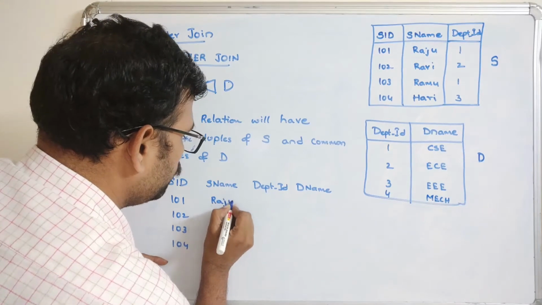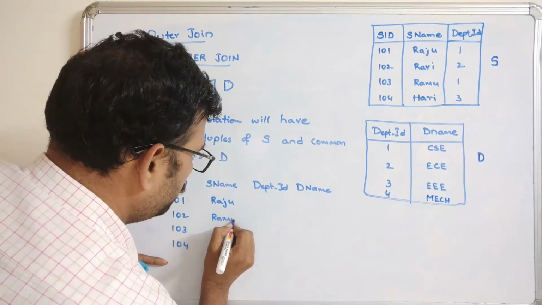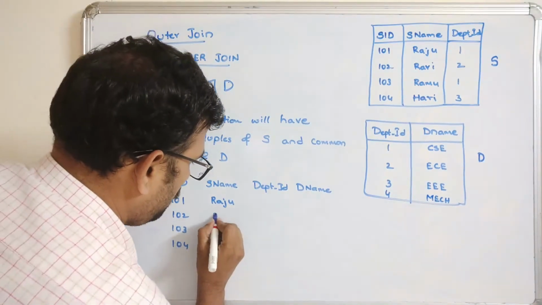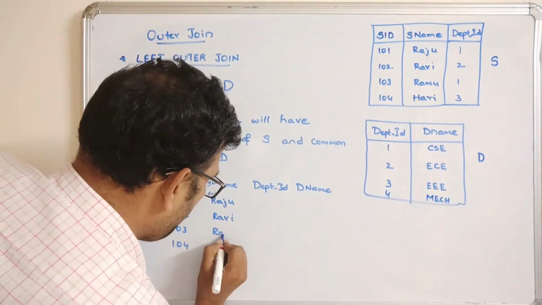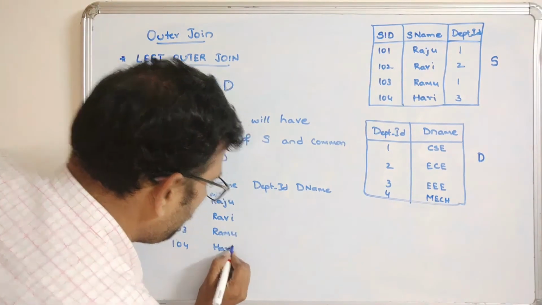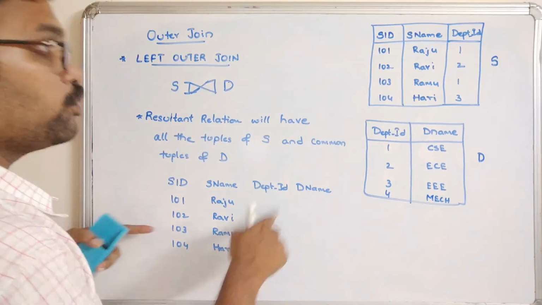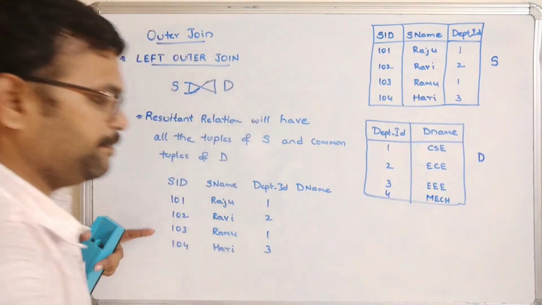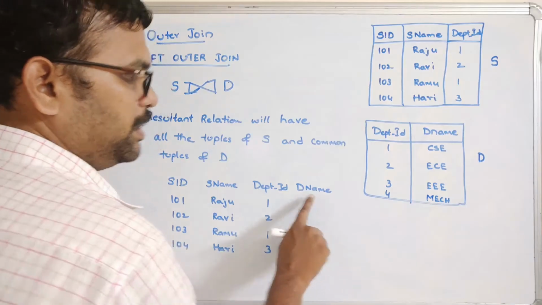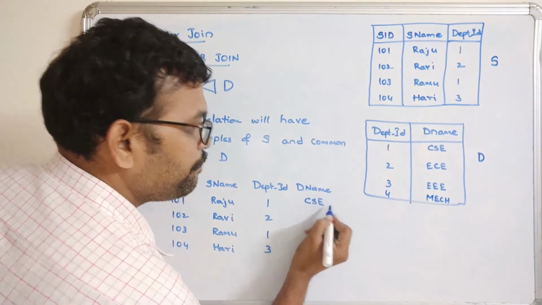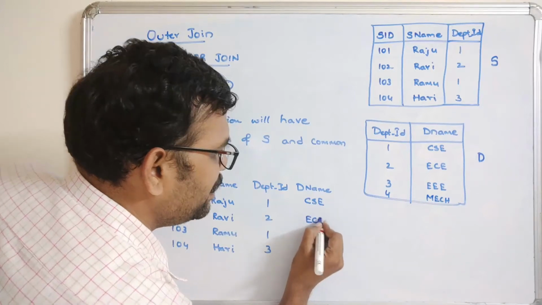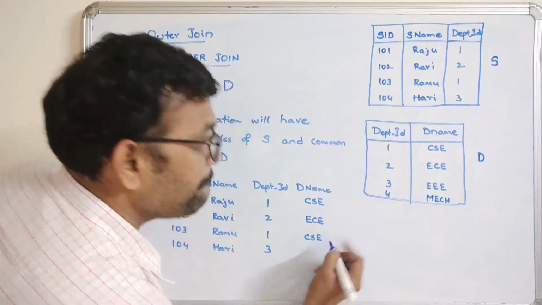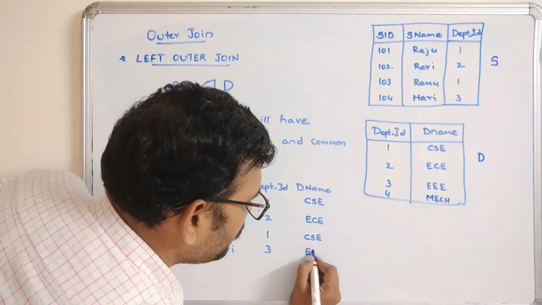Let us take Raju, Ravi, Ramu and Hari. Department IDs are 1, 2, 1 and 3. And department names: 1 is CSE, 2 is ECE, again 1 is CSE, and 3 is EEE.